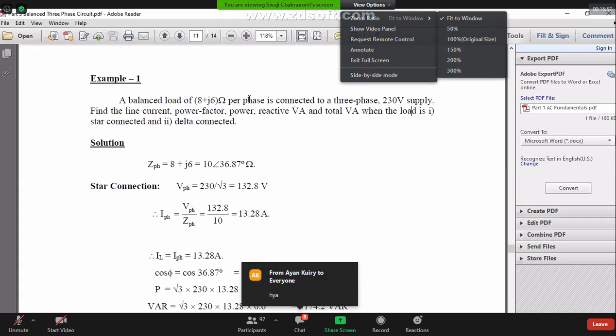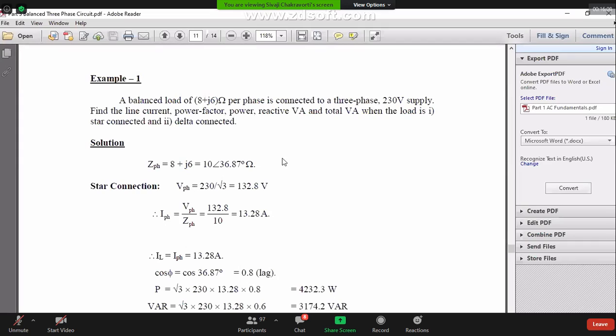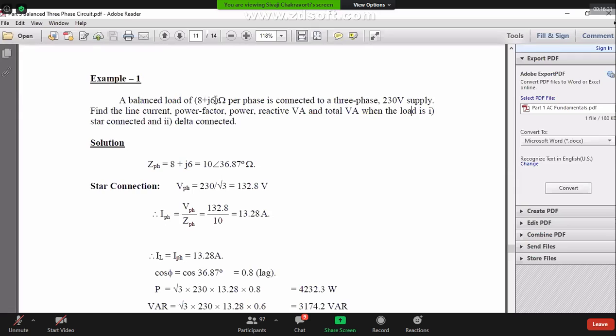Okay. Now, what is stated here is that a balanced load of 8 plus J6 ohm per phase, which means this is the impedance of the phase. This is a balanced load, therefore the same impedance will be in the 3 phases. By the way, here I would like to put forward a practical concept. If you put an impedance measuring unit, any meter, it will give you a reading of 10 ohm, so far as the magnitude is concerned.